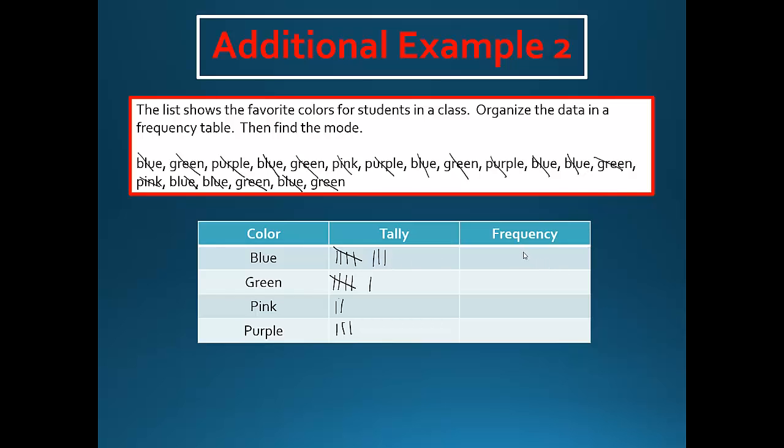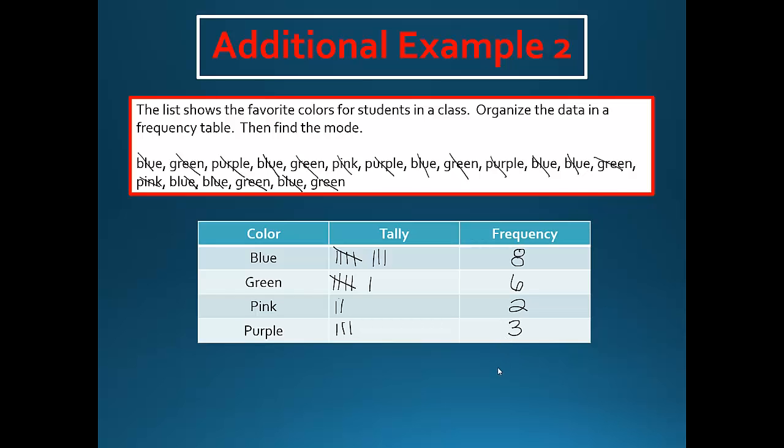Now I'm going to add up my tally marks. For blue, I have, this would be 5 and 6, 7, 8. So my frequency is 8. For green, I have 5, 6. For pink, I have 2. And for purple, I have 3.